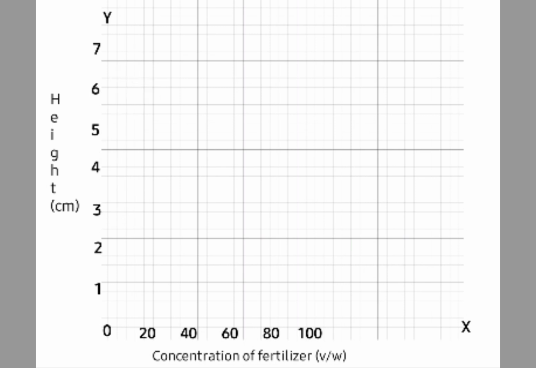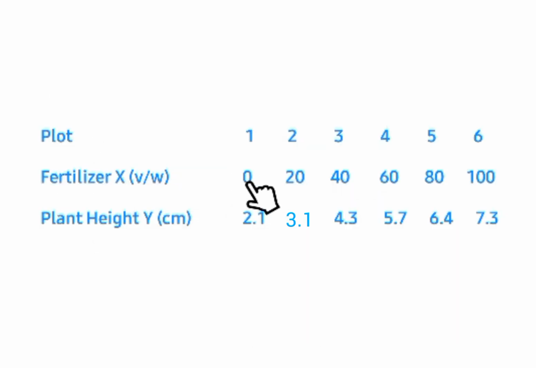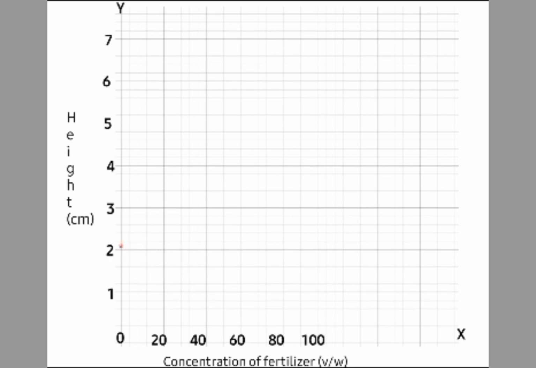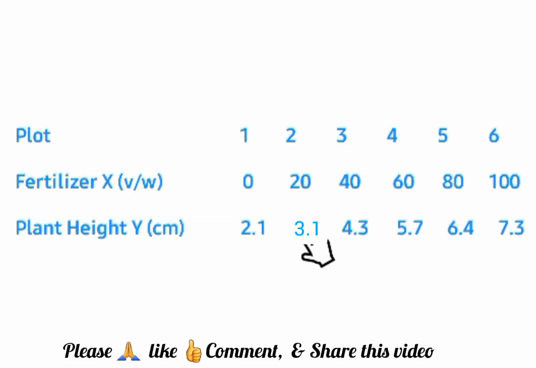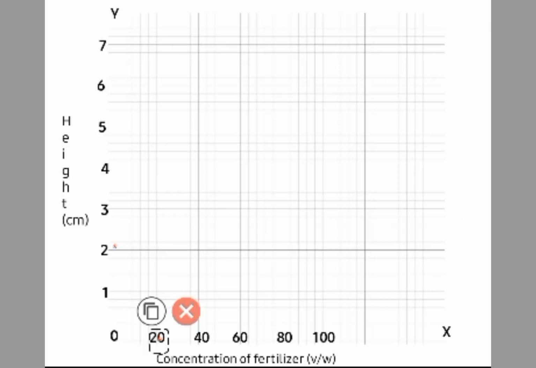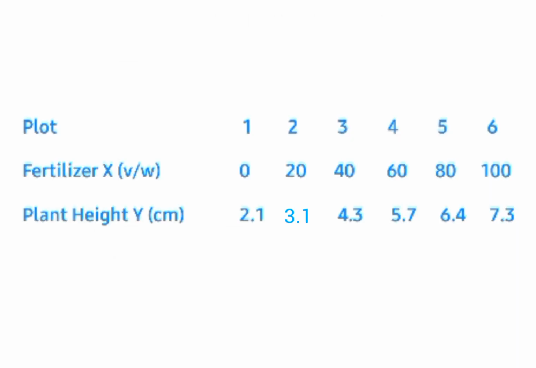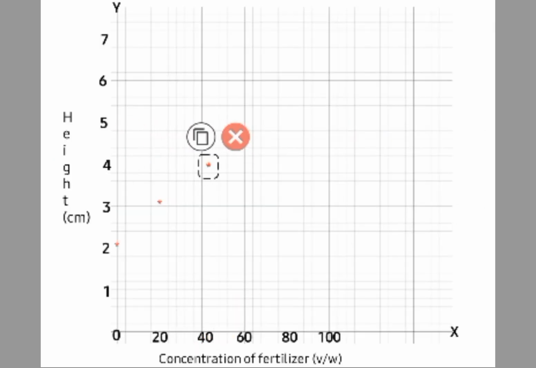Now let's go back to our table. When the concentration of fertilizer is 0, plant height is 2.1. So we'll plot that on our graph. 0, and so 2.1 will be somewhere around here. When x is 20, y is 3.1. 3.1 will be here. Going forward, when x value is 40, y value is 4.3. 40, 4.3, around here, right?